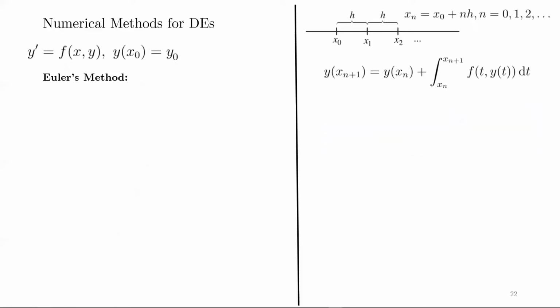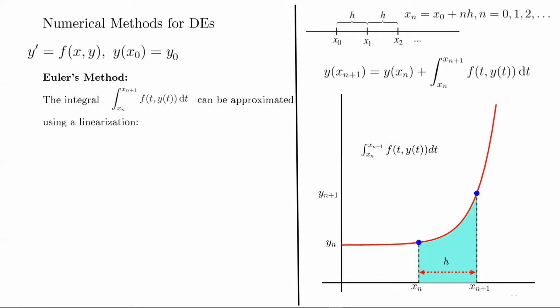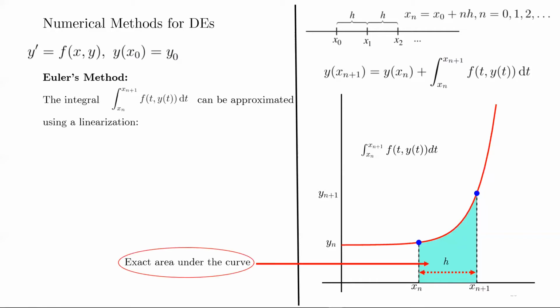Okay. So Euler's method basically is saying that this integral can be approximated using a linearization. Okay, and what do I mean by that? Well, if I plot the function f of t here, and I'm trying to evaluate this integral, the integral from xn to xn plus 1, which has gap size h, basically this integral is the area underneath this curve here. The red curve is f of x, y, so the function f. The integral of that function is the area underneath that curve. You remember this from first year calculus, right? Or even high school calculus.